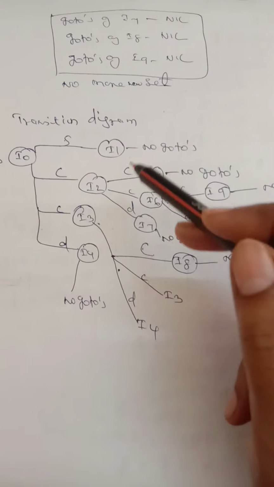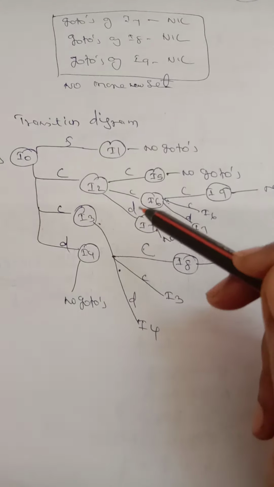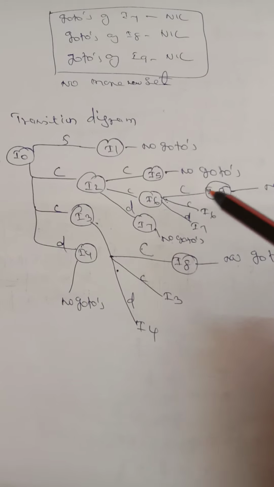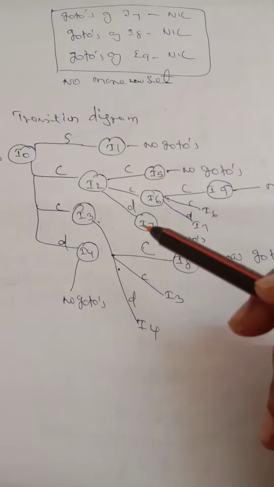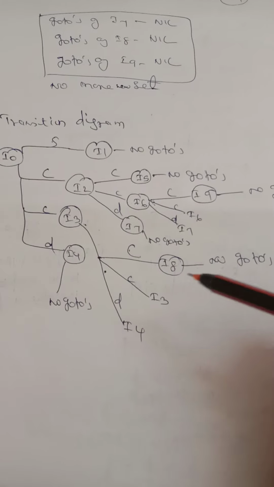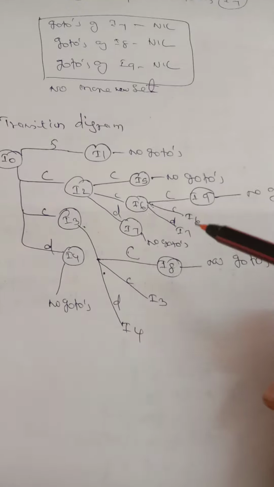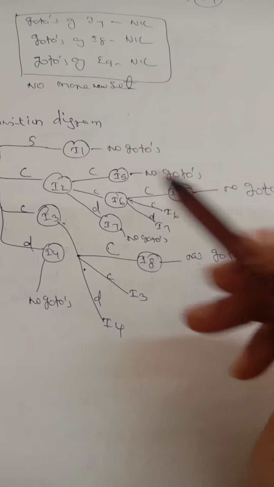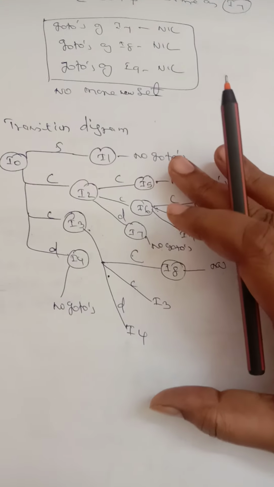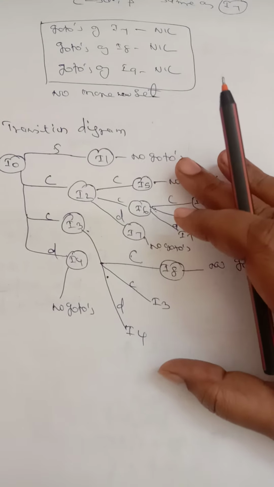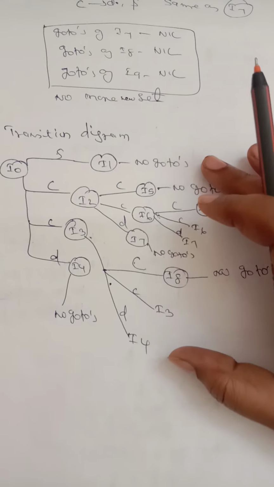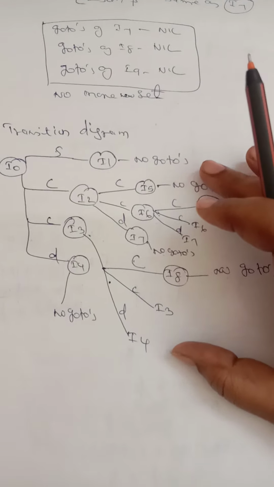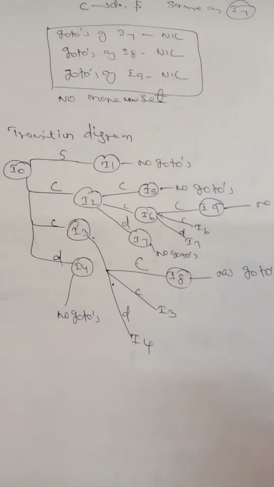I4 has no gotos. Next, I5 has no gotos. In I6 we applied these three, then we got I9, I6, I7. These two are already available. I7 has no gotos. I8 has no gotos. I9 has no gotos. I just represented the goto operations in pictorial representation, which is called the transition diagram.